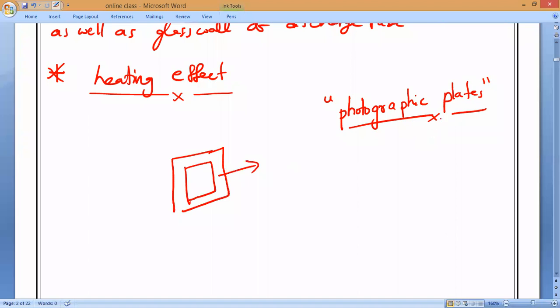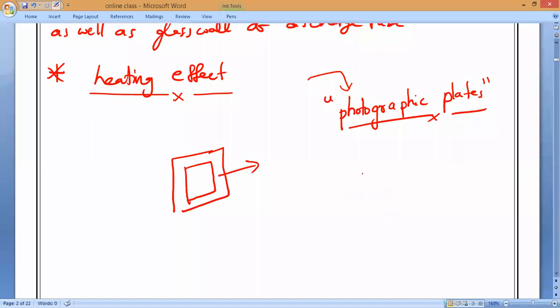So if cathode rays fall on these photographic plates, they will be affected whenever we expose them to cathode rays. That is a defect of it. Even for destroying, we can use it. Okay. Next, these cathode rays.